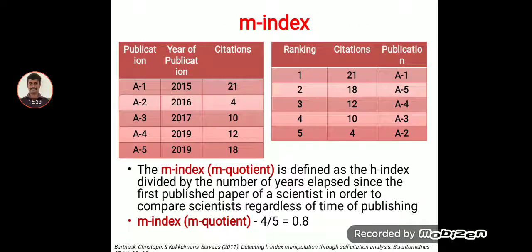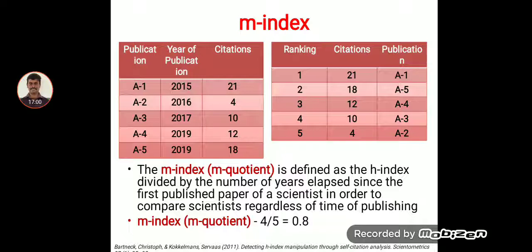Coming on to the M index. The M index is defined as the H index divided by the number of years elapsed since the first paper published by a scientist, in order to compare scientists regardless of time of publishing. So the M index, or so-called M quotient, is calculated using the formula H index divided by the total number of years since the author's first publication.